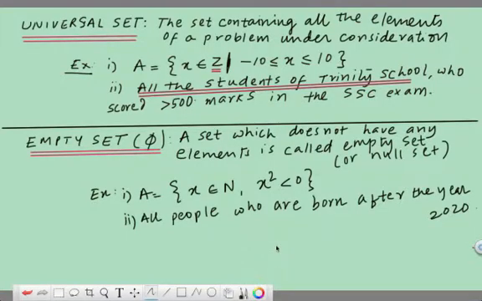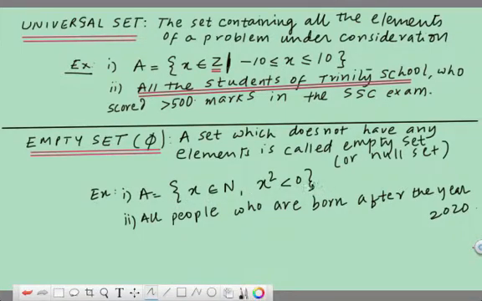Next we will learn about empty set. A set which does not have any elements is called an empty set or a null set. Let's look at some examples. Here in the first example we have defined the set A as x belongs to N, all natural numbers, where x square is less than 0. There is no natural number which will satisfy this condition. So this set is called an empty set because there are no elements in that set.